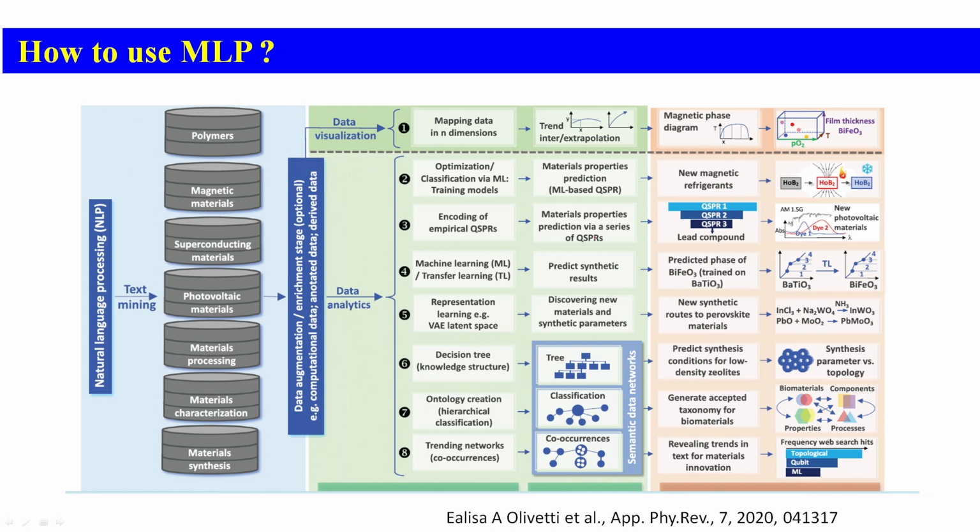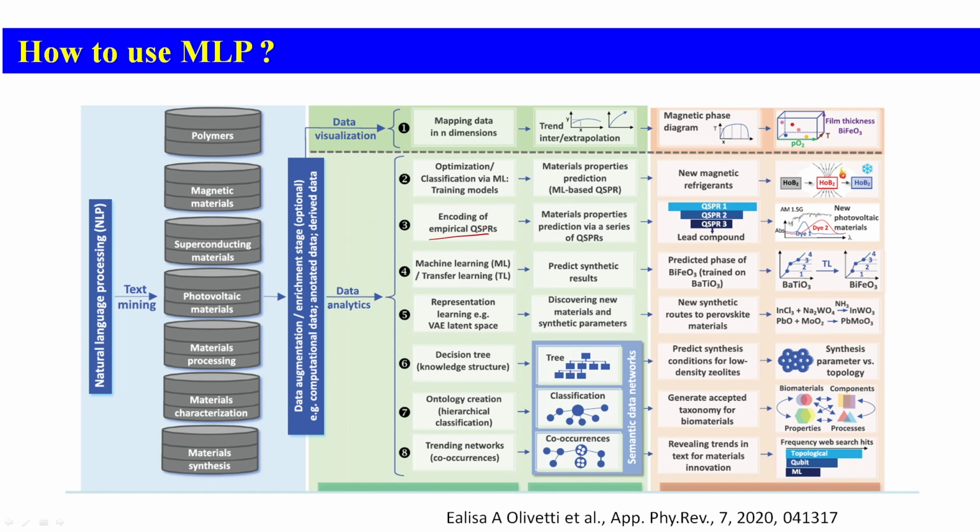So, what do you do after that? You can actually use this data for optimization. There is classification via machine learning programs, you can do encoding of empirical issues, or you can do transfer learning, all the things which you learned. You can use decision trees, hierarchical classification, neural networks, all the things which I taught you can be used there. And from there you can get a lot of material property predictions, material characterization information, you can even discover new materials. Okay. Like you can do magnetic phase diagrams, you can do thickness of BiFeO3, we can do all kinds of things.